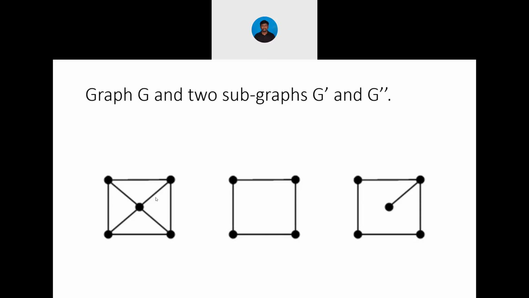So from the first graph, I'm going to draw two subgraphs, the second and third one. In the third one, I'm keeping the center node, but I'm removing three edges originating from the center node. This can also be considered a subgraph. So we can draw multiple subgraphs from a particular graph. This is called a subgraph, right? Keep it in your mind.